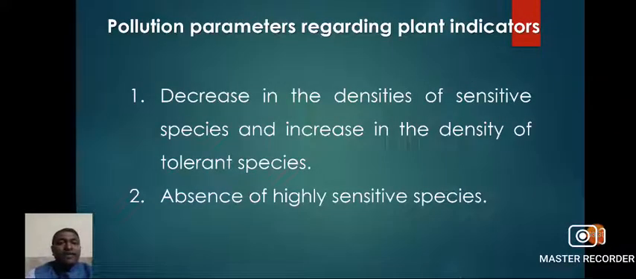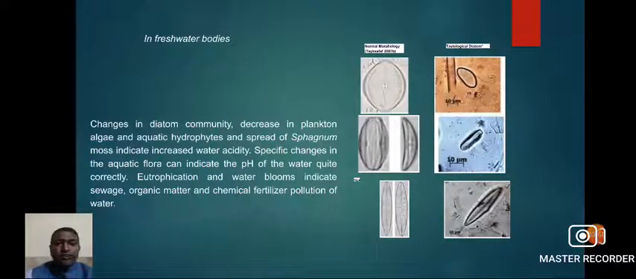Then there are some parameters which you have to consider. Decrease in the densities of sensitive species and increase in the density of tolerant species. That parameter should be considered. Absence of highly sensitive species can also be a good parameter. In freshwater bodies, diatoms decrease in plankton, algae, and aquatic hydrophytes, and spread of sphagnum moss indicates water acidity.